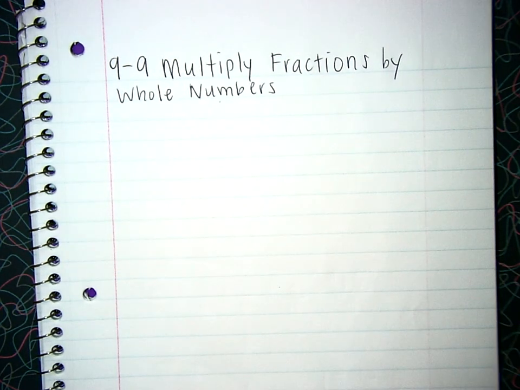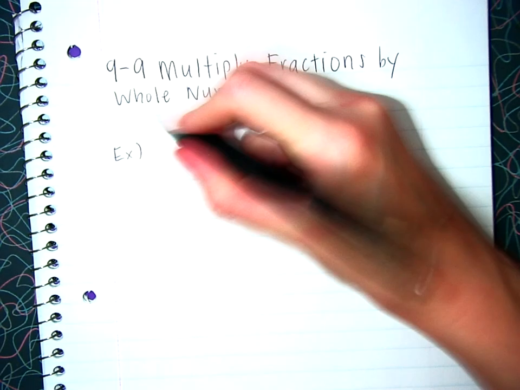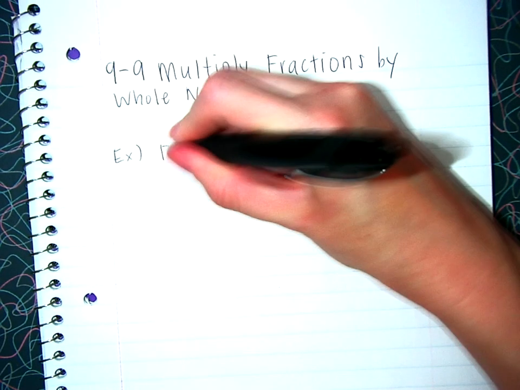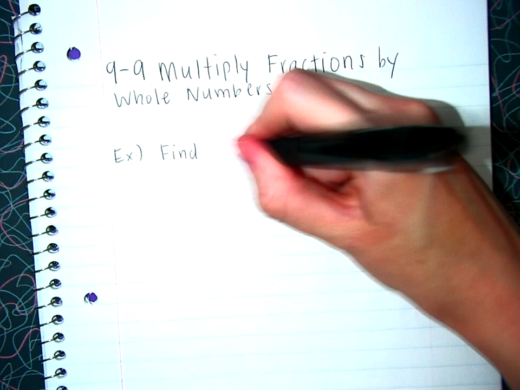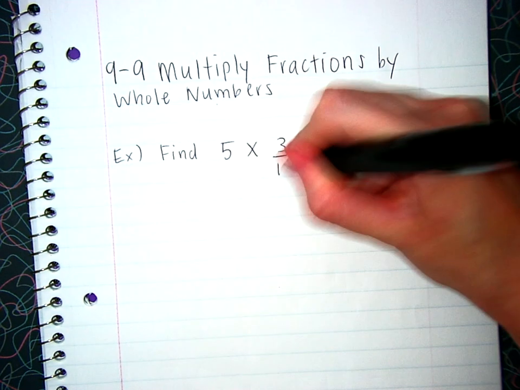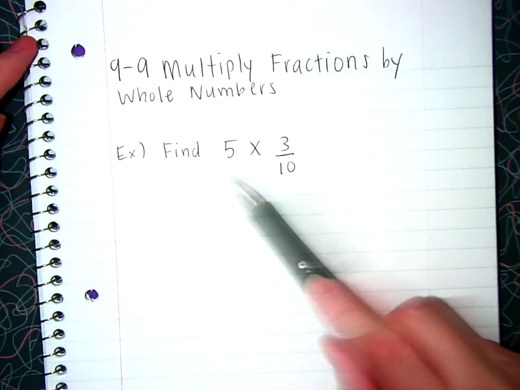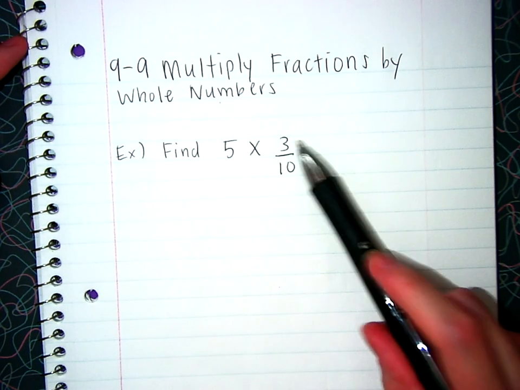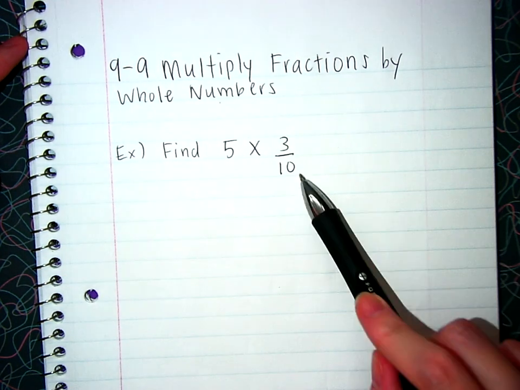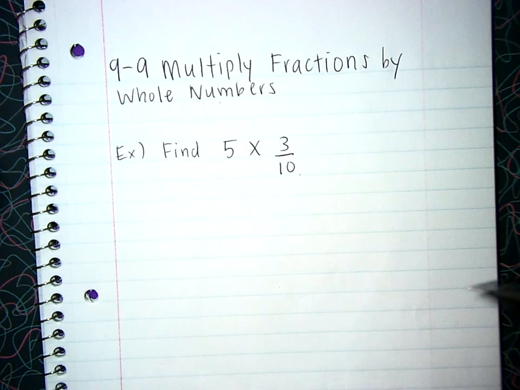So, your example for today is going to be find 5 times 3 over 10. So, here is your whole number of 5, and here is your fraction. Your numerator is 3, and your denominator is 10. So that's where the multiply fractions by whole numbers comes from.